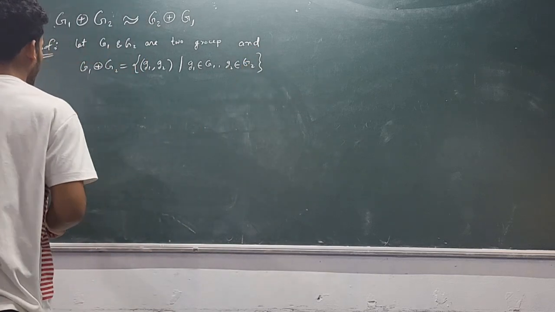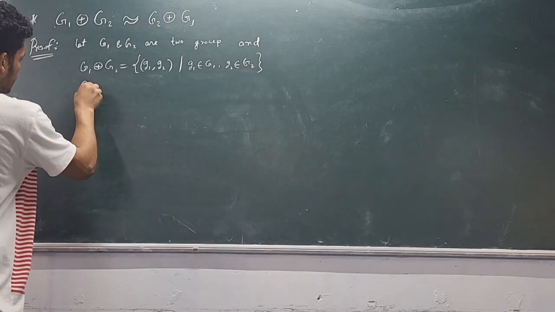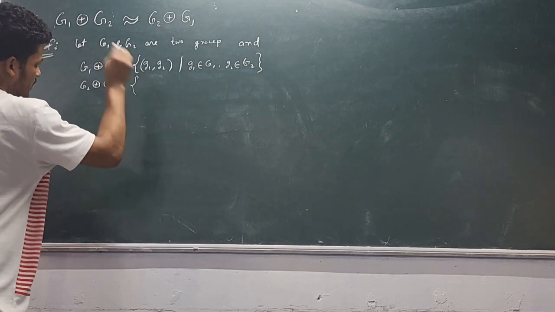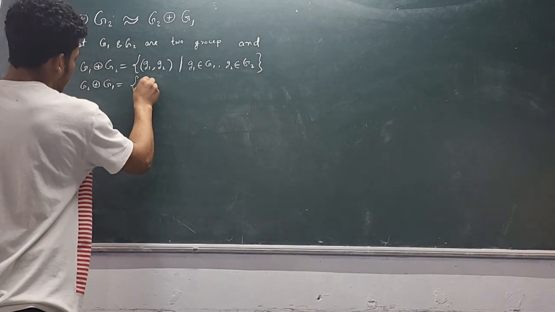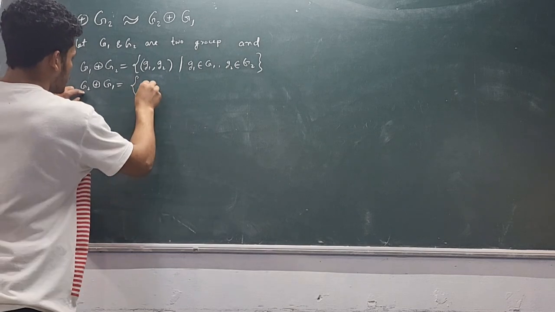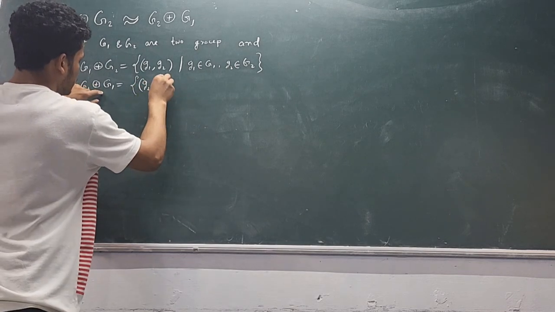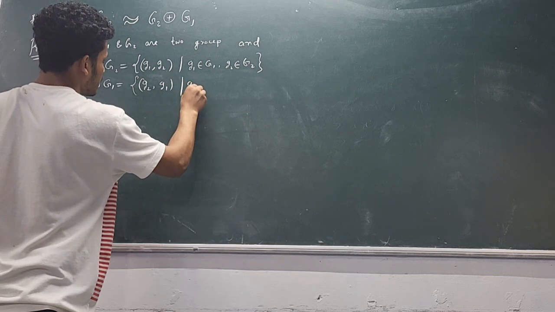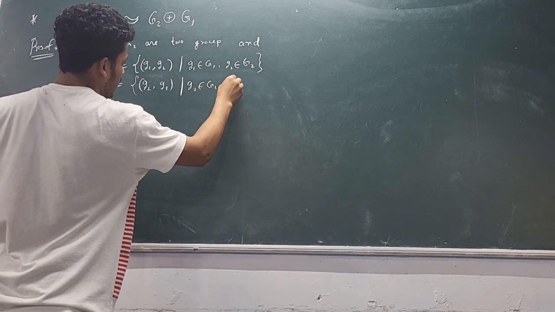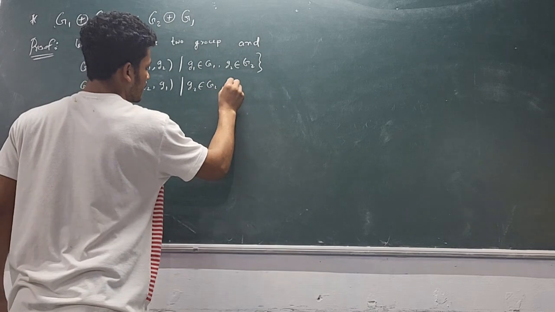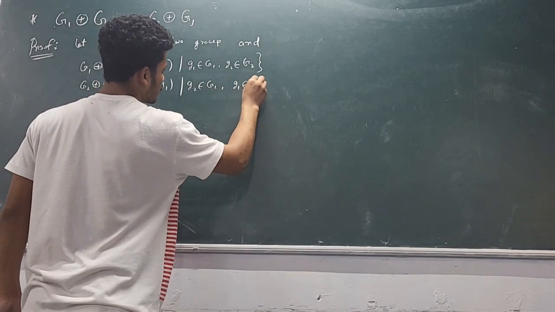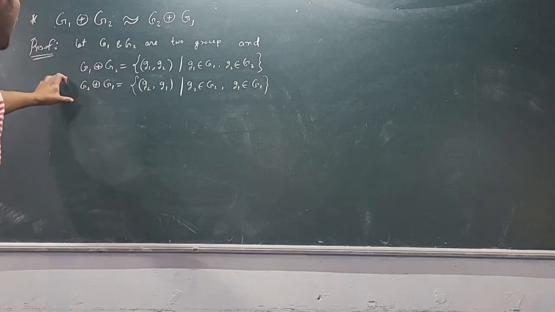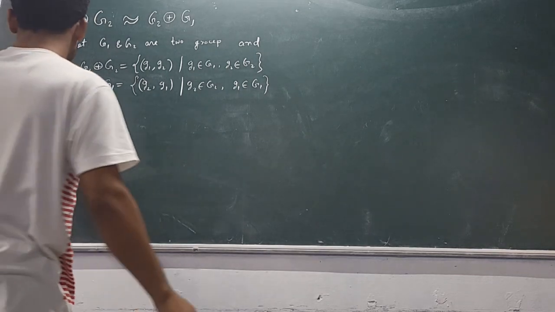And G2 external direct product G1, how is it defined? It is also defined like this. The first element will come from G2 and the second will come from G1, so it is the set of (g2, g1) where g2 belongs to capital G2 and g1 belongs to capital G1. So these two are external direct product groups.